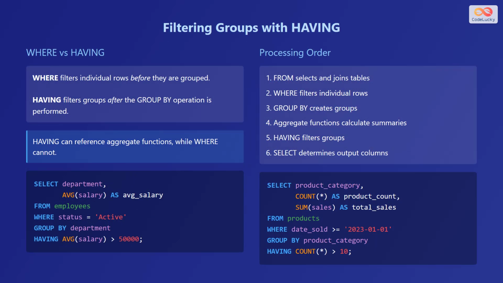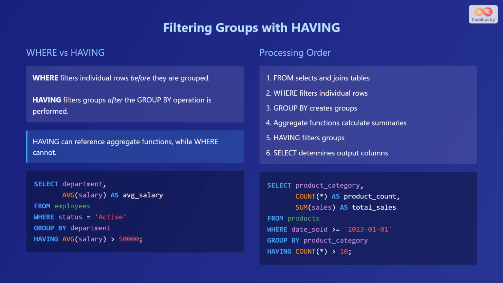Here, let's understand how to filter groups with the having clause. It is important to differentiate between where and having. The where clause filters individual rows before they are grouped, whereas the having clause filters groups after the group by operation is performed. The having clause can reference aggregate functions, while the where clause cannot.